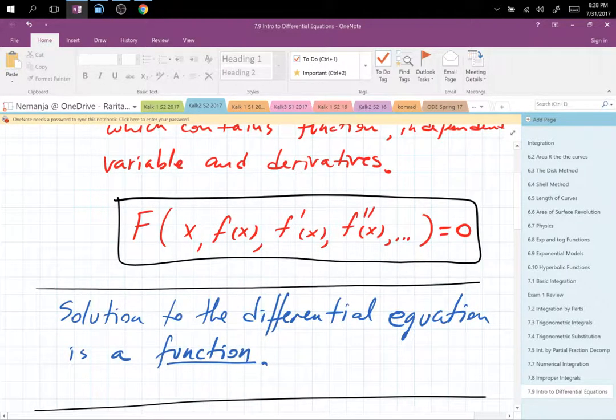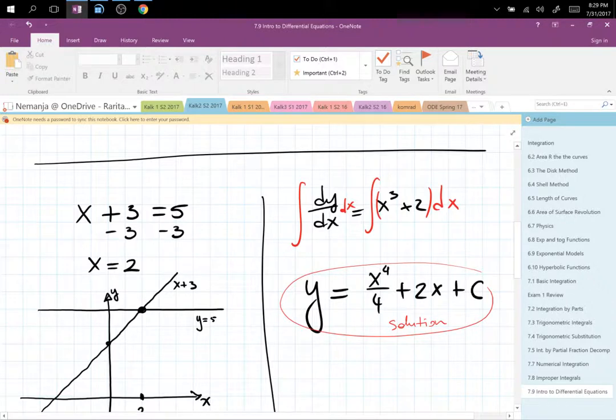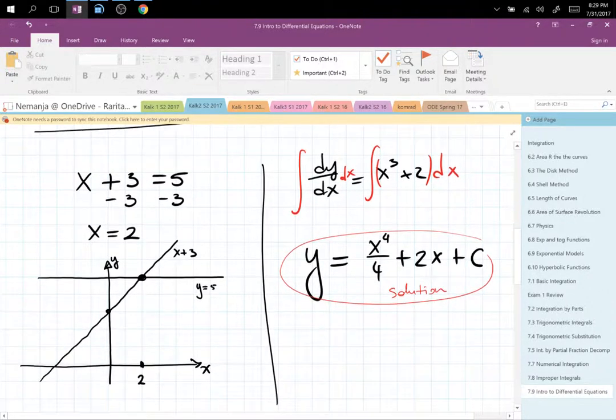So the solution for the differential equation is a function. You are used to equations so far, trigonometric, exponential, polynomial, whatever, where the solution was always a number. For the first time, now you have the solution to be an entire function. And I gave you the example here.